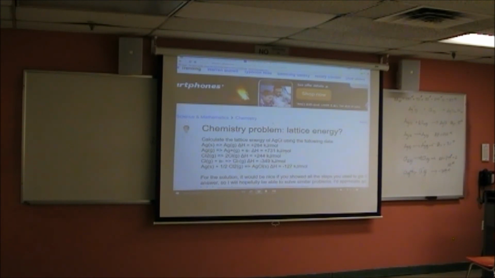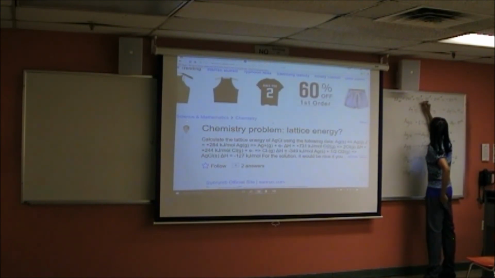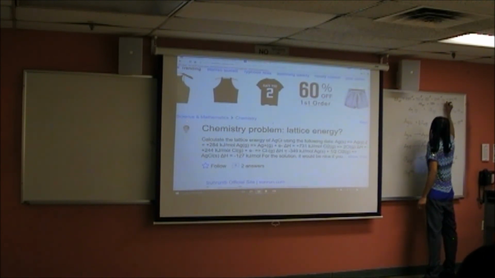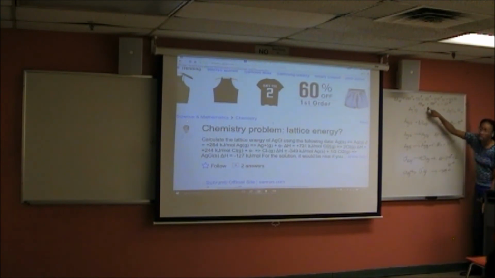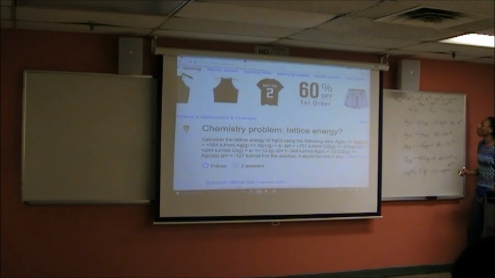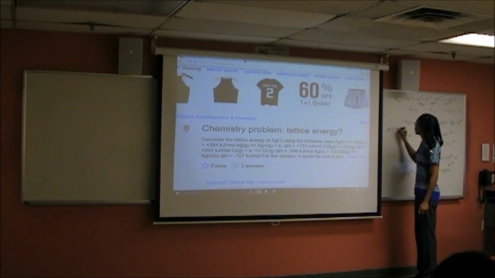Okay, so now how do we isolate the lattice energy by itself? Because you're going to have delta H lattice plus 788 equals minus 127 kJs. You subtract 788 on both sides, so therefore what is my lattice energy equal to? Negative 915 kilojoules per mole.